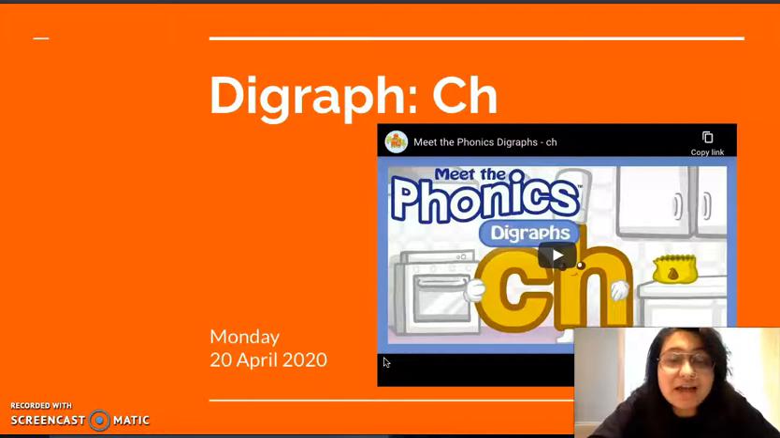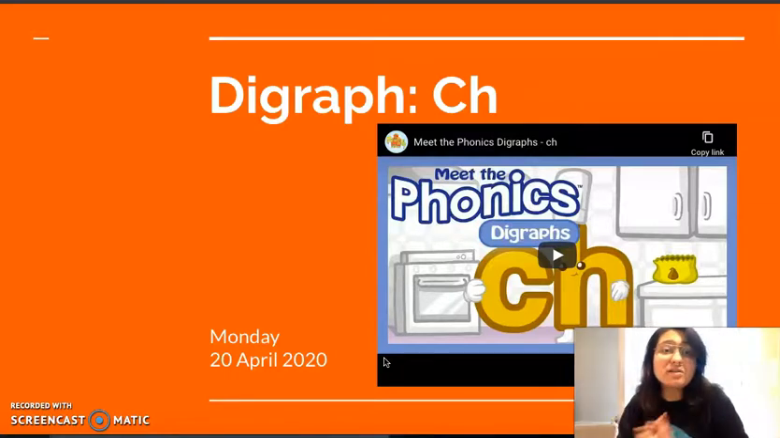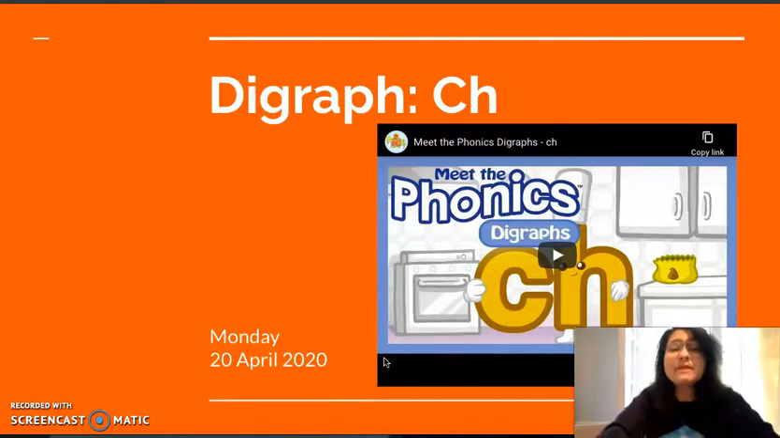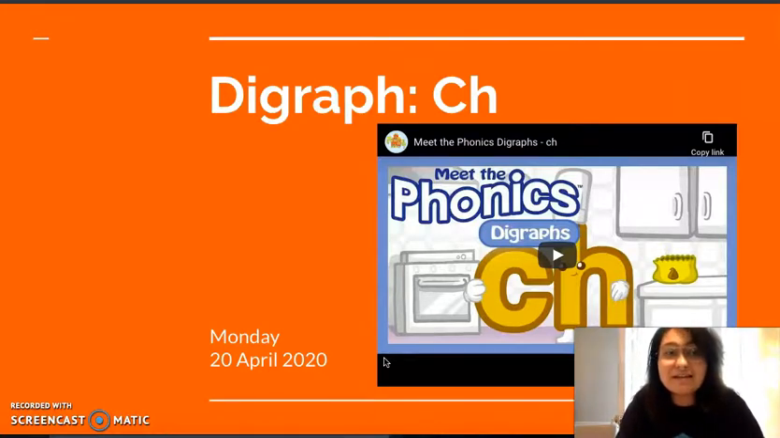Our digraph CH. All right. So, what sound? Do you know what sound CH makes? Okay, yeah, maybe. So let's see, when we put C and H together, it makes the ch sound. Ch, like cha cha cha. All right, so when we put C and H together, it makes the sound ch. Say it. C and H put together makes ch. Say it.